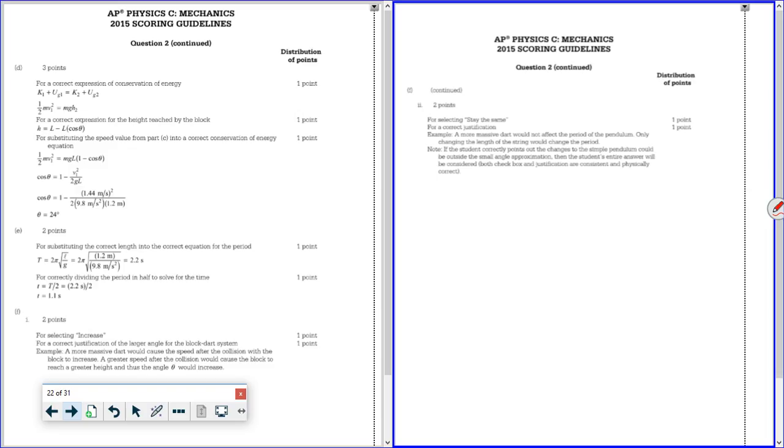Let's see. Selecting increase for a correct justification. Okay, so you get 1 point for saying increase and then a point for saying why. Example, a more massive dart would cause the speed after the collision with the block to increase. A greater speed after the collision causes the block to reach a greater height, and thus the angle would increase. Yeah. Okay, so sounds like they're not too fussy about that.